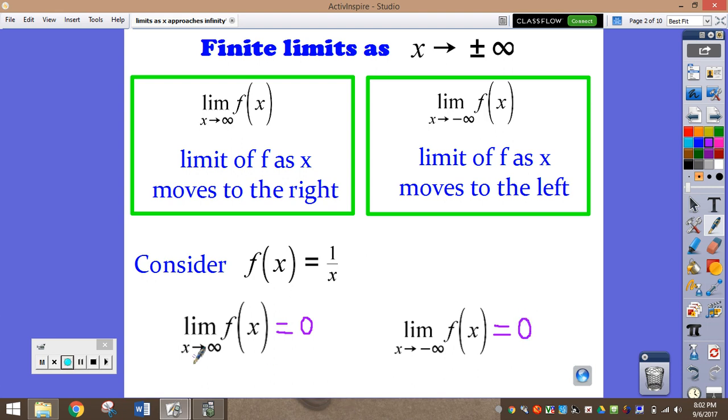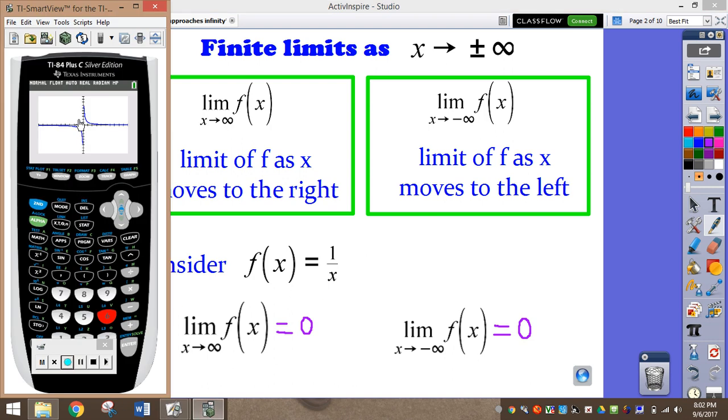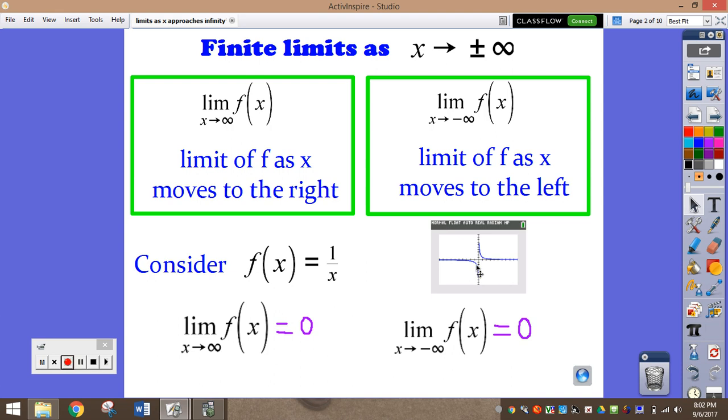And if I look at this function, 1 over x, graphically, I arrive at the same conclusion. Infinitely to the left, as x approaches negative infinity, it's getting closer and closer and closer to the x-axis. That's y equals 0. Infinitely out to the right, as x approaches positive infinity, it's getting closer and closer to the x-axis, which is y equals 0. So graphically, I can support what I arrived at theoretically, just thinking through the behavior of the graph.